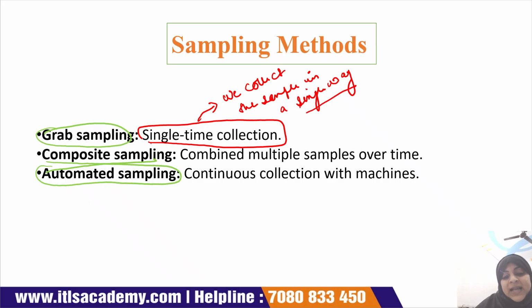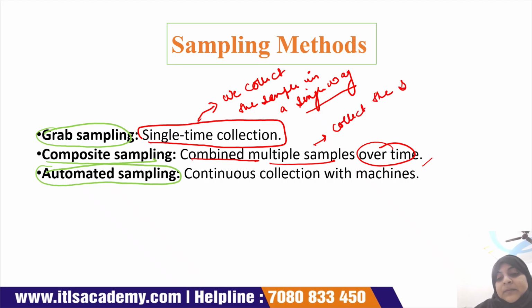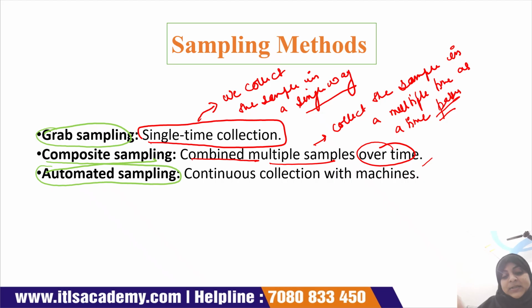Next is your composite samples. A composite sample combines multiple samples collected over a period of time, meaning that we collect the sample multiple times as the time passes. Last one is your automated sampling.